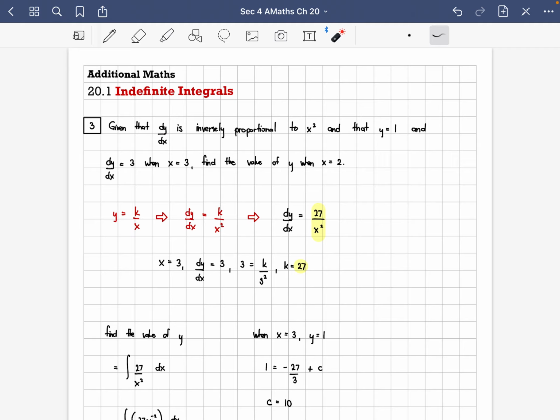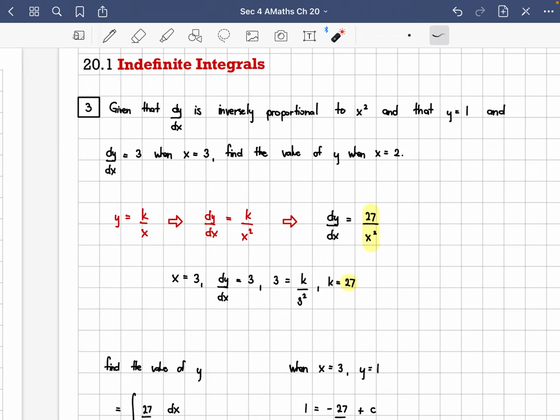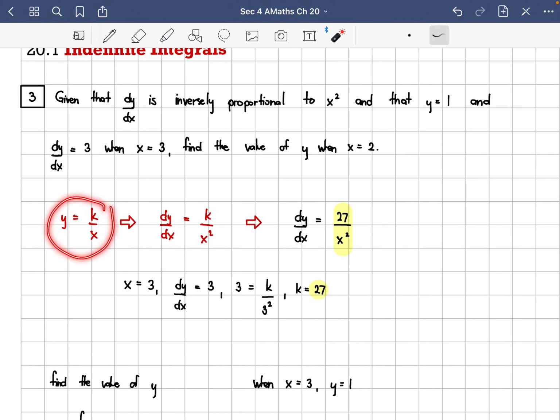Given that the derivative of y is inversely proportional to x squared, and that y is equal to 1, and the derivative of y is equal to 3 when x is 3. Find the value of y when x is equal to 2 first. How do you write inverse proportion? If you go back to your Sec 2 maths, this is how you write inverse proportion: y is inversely proportional to x. So given this question, the derivative of y is inversely proportional to x squared.